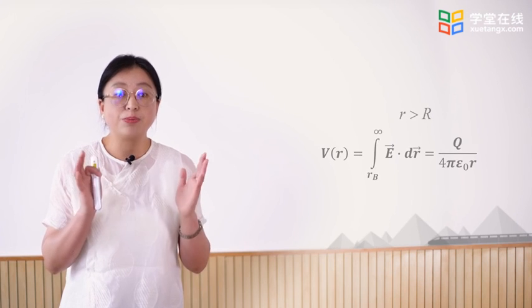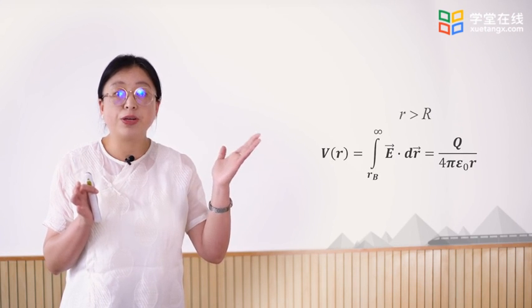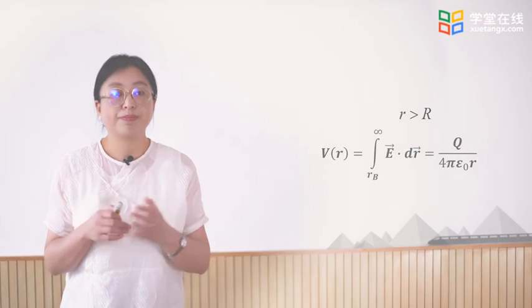Then, how about the potential outside the surface? The potential is equal to the line integral of E over limits from lowercase r to infinity. But in this case, lowercase r is larger than the radius of the surface, so the electric field keeps the same form for this integration. Then, we have this expression for the potential of the region outside the surface.